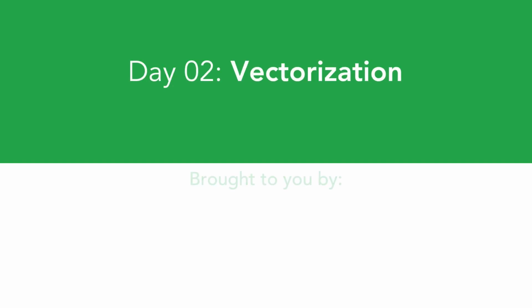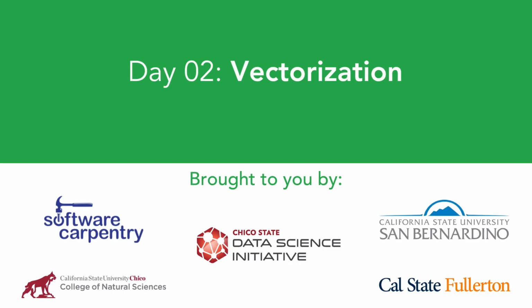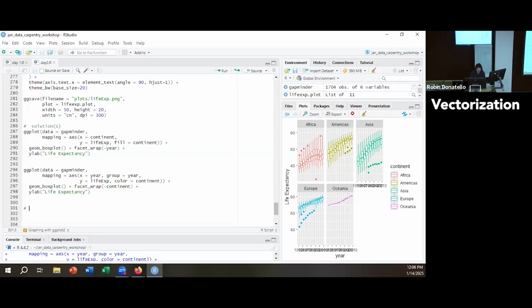So let's continue to move on to vectorization. Vectorization. So this is something we are doing: functions for the vectors. Sometimes you might not even realize you are already doing this.